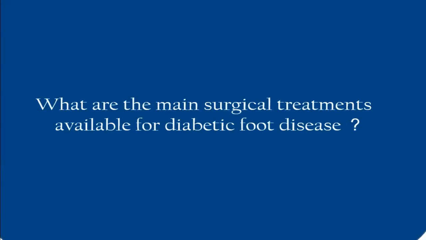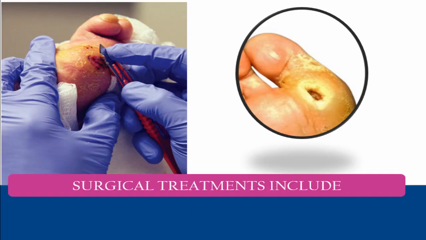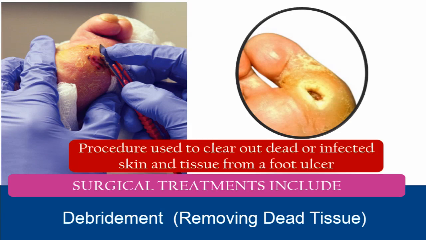What are the main surgical treatments available for diabetic foot disease? Surgical treatments. Debridement. Debridement is a procedure used to clear out dead or infected skin and tissue from a foot ulcer. It allows your surgeon to assess the extent of the soft tissue damage and encourage healing. Great care is taken to clear the wounds during the surgery.